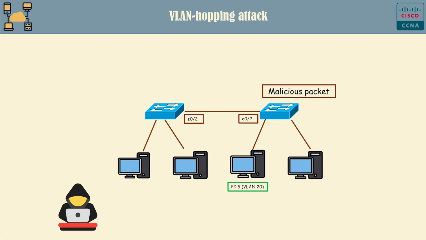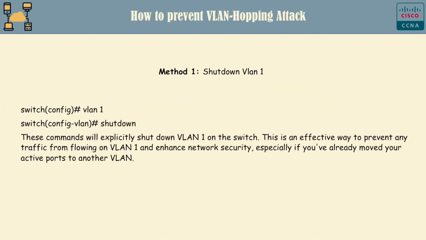To check the native VLAN of a switch, you can use the command show interface trunk. Let's move on to how to prevent VLAN hopping attack. Method 1. Shut down VLAN 1. These commands will explicitly shut down VLAN 1 on the switch.